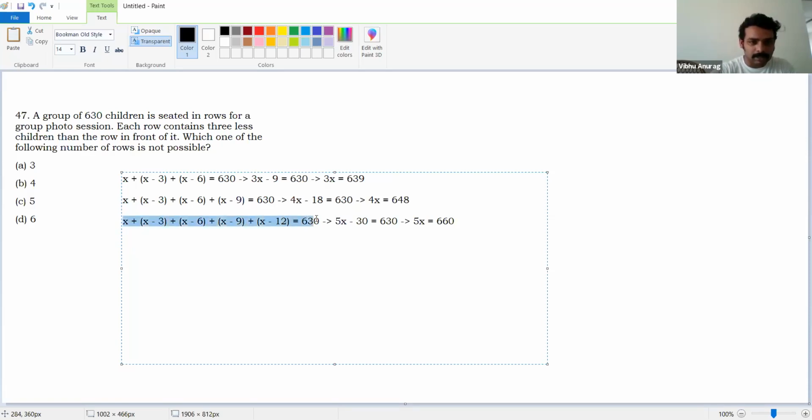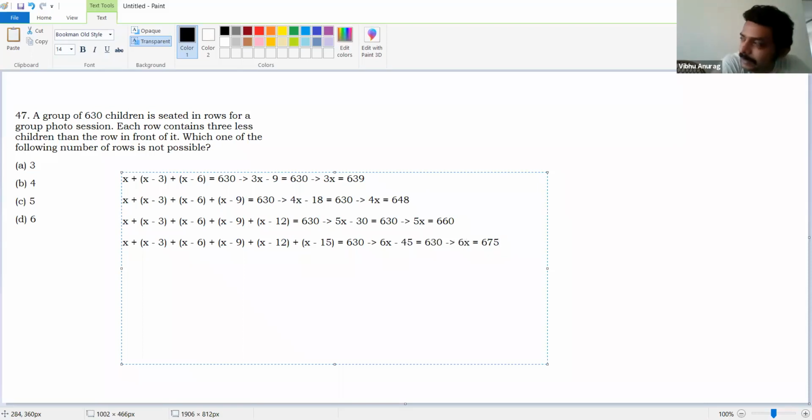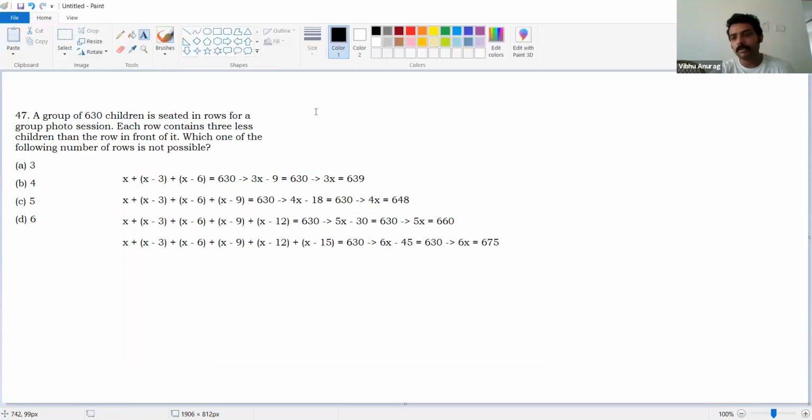But let's just double check. So again, you do plus x minus 15 now. So this becomes 6x minus 45 is equal to 630, which means 6x is equal to 675. Is 675 divisible by 6? The answer is no. So I cannot have 6 rows. So D is the answer.